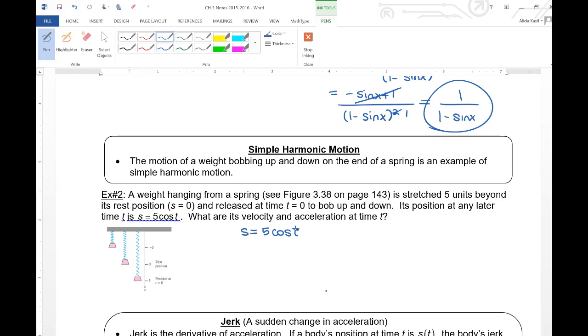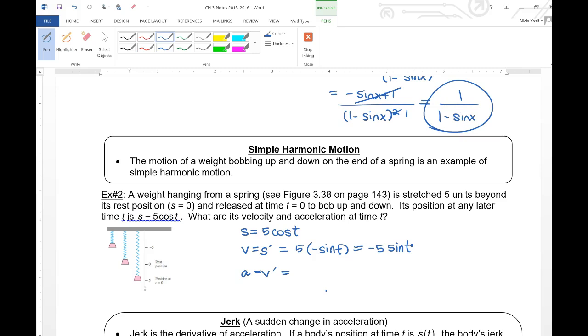Again, position is where the actual weight is at a particular point in time. So if we want to find the velocity and acceleration, what will that be? Good, so go ahead and do that. Okay, what does the 5 do? Doesn't go away. If it were 5 plus cosine t, it would go away. But if it's a coefficient, 5 is just going to get multiplied by whatever the derivative of cosine is. The derivative of cosine is the negative sine. So we get -5 sine t.